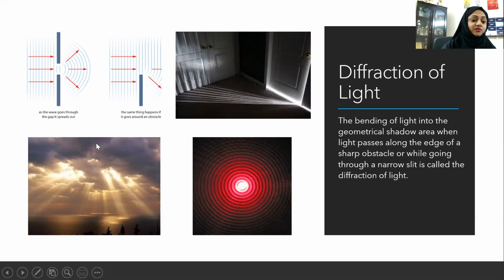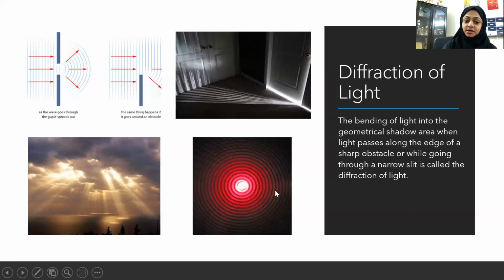Another example of naturally occurring diffraction is shown here. Here you can see sunlight coming through narrow slits produced in between clouds. And here you can see that it's not one single bright light beam coming, but there are slight shades of dark and bright fringes that are coming and are incident on the water body down. So this is an example of naturally occurring diffraction.